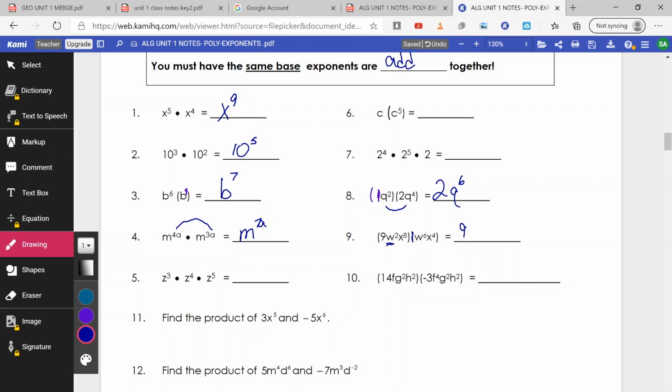Next, I'll look at the w's. W squared times w to the sixth. W is our base. Add our exponents. 2 plus 6 gives me 8.